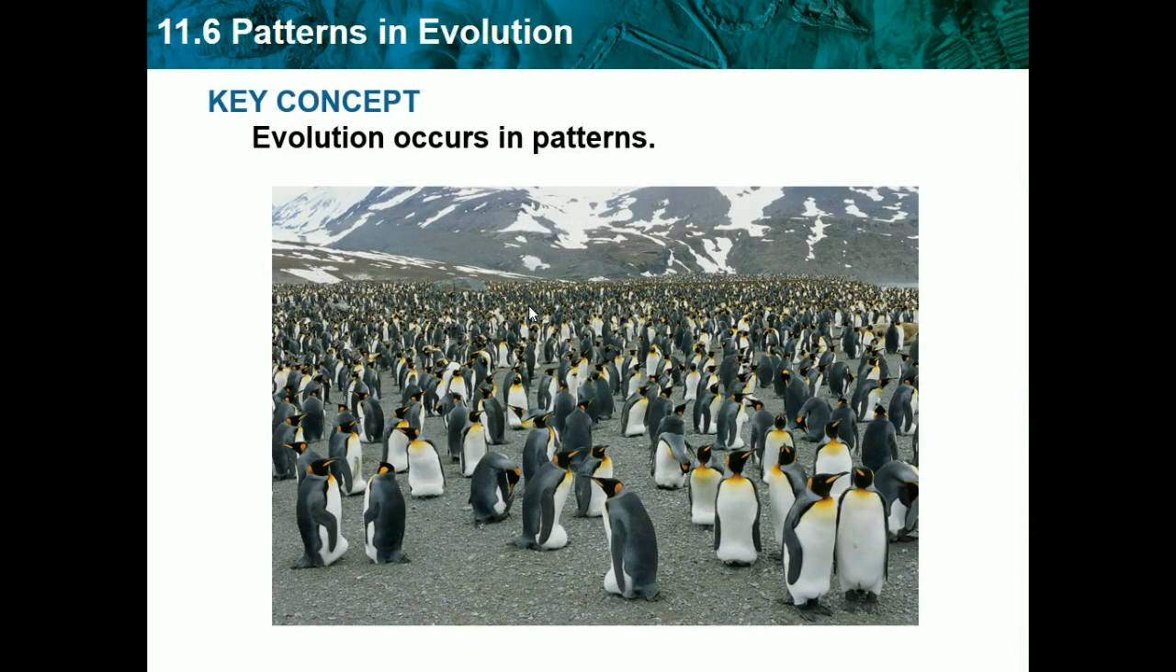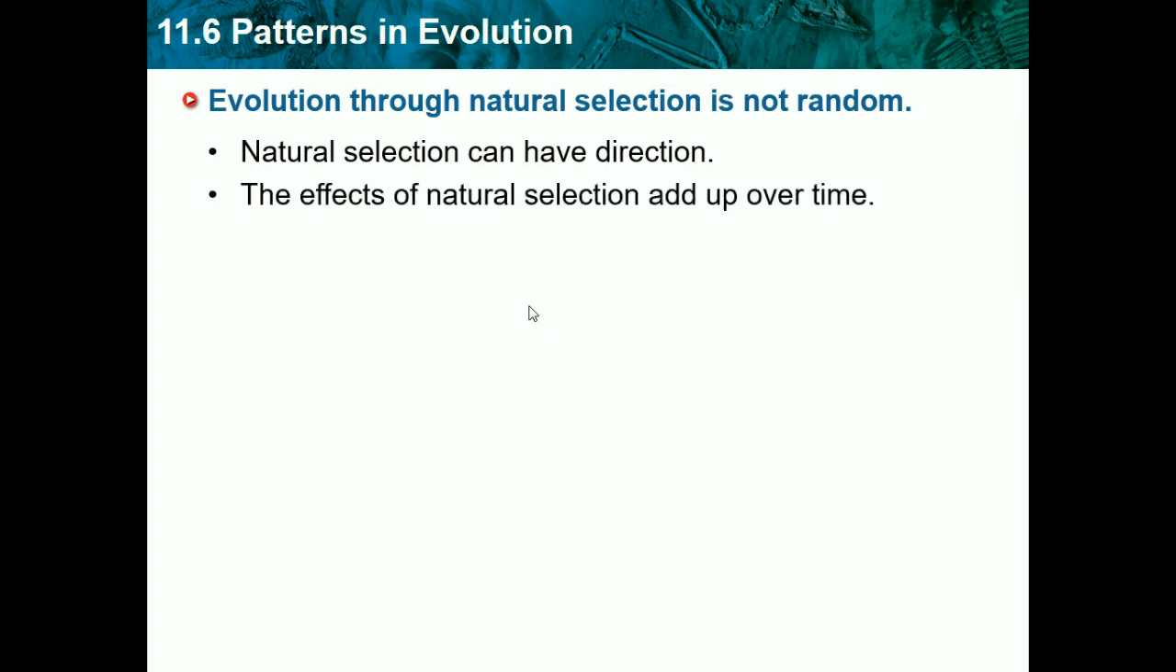So 11.6, patterns in evolution. Evolution occurs in patterns, okay. Evolution through natural selection is not random. So if it's through natural selection, it's not random, okay. Natural selection can have direction. The effects of natural selection add up over time.